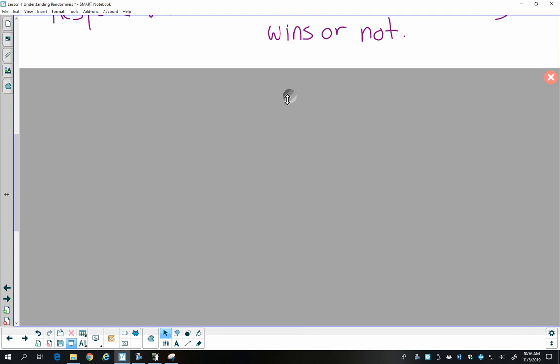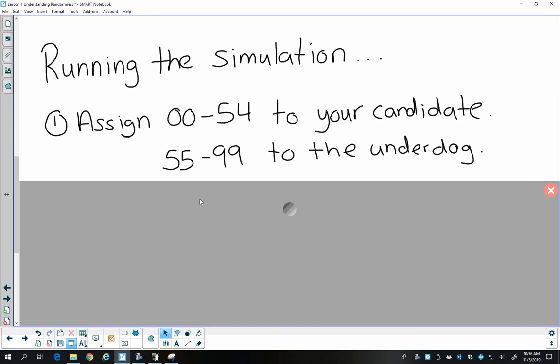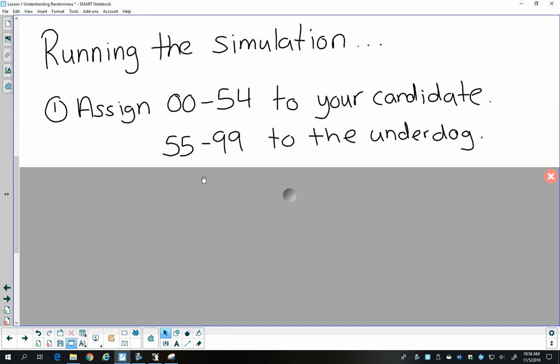So the way we simulate this using random numbers is we have to assign numbers to each possible outcome. Either the person votes for our candidate or the person votes for the underdog. Since we have a 55% chance of the person voting for our candidate, we are going to take 55 numbers and assign them to represent somebody voting for our candidate. So in this case, 0 to 54. Even though that says 54, that's still 55 possibilities. And 55 to 99, 45 possibilities, is going to represent somebody voting for our underdog.